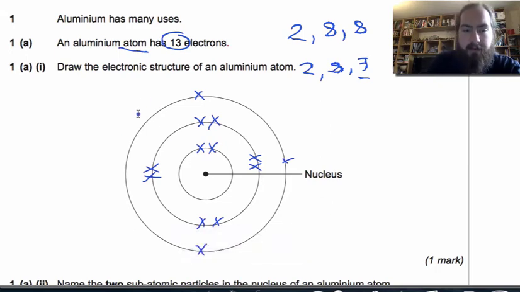Now in an exam like this you've always got enough time to check, so 1, 2, 3, 4, 5, 6, 7, 8, 9, 10, 11, 12, 13, that's exactly how many we're meant to put on, so that will give us a mark.